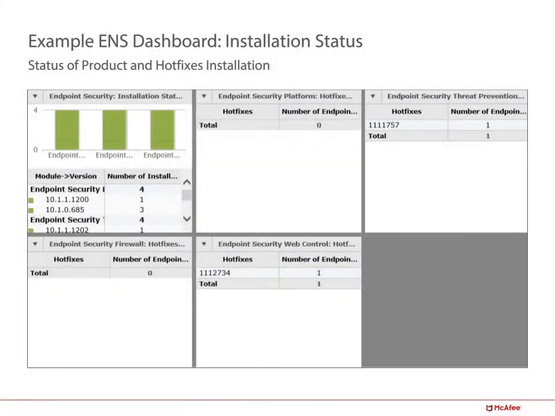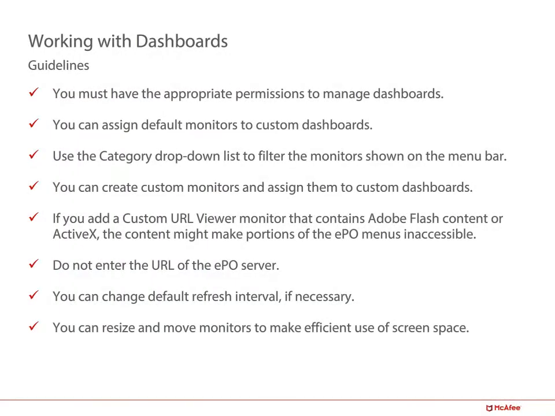In this slide, we have another example of an ENS dashboard. This one is showing us our installation status. So we have a status of all the products and the versions and the hotfixes that have been installed on our systems. Working with the dashboards, some of our guidelines are that you have to have the appropriate permissions to manage the dashboards. If you're unable to do this, then you need to contact whoever is your EPO administrator so that you have the correct permissions.